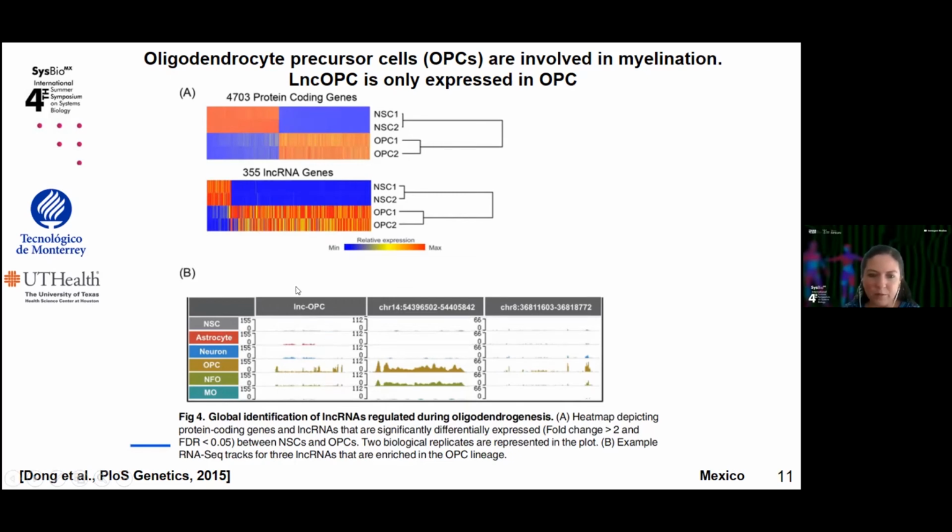For example, this one we named lncOPC because it's very interesting. You can only see it in OPC cells. It becomes downregulated in newly formed oligodendrocytes and almost absent in mature oligodendrocytes. So this means that this lncRNA could have a function in oligodendrogenesis. And then we also have these other 2 candidates.